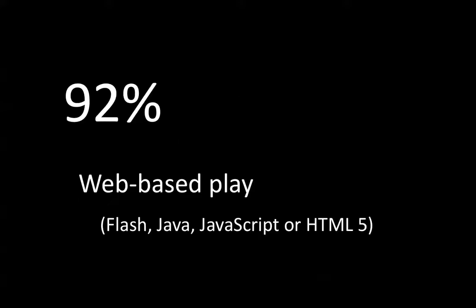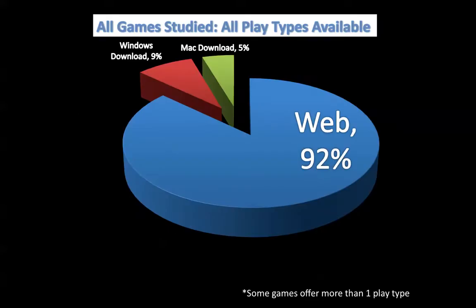Overall, we recorded 55 attributes for every game that we studied. The subset presented here reflects 150 games, and briefly will describe the development, design, and experience. Development. So 92% of the games that we studied were web-based play. That includes Flash, Java, JavaScript, or HTML5. It generally looks like this.